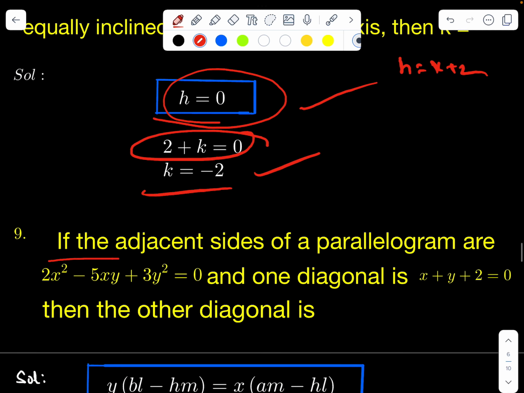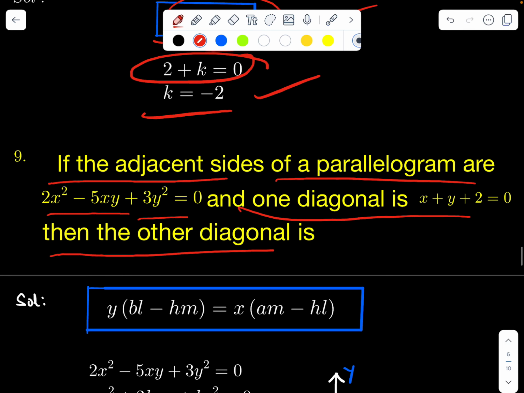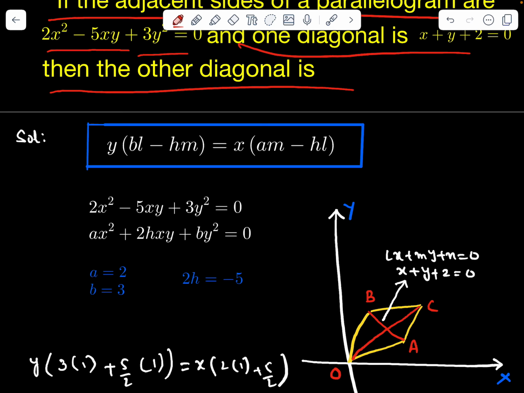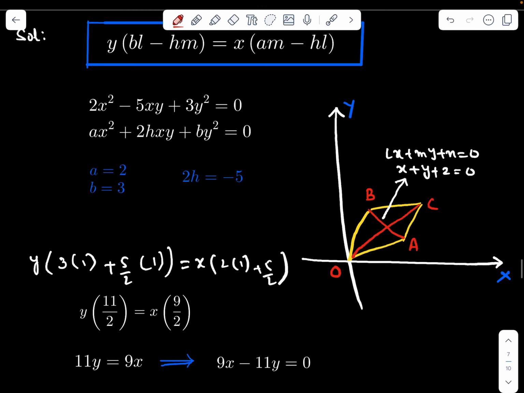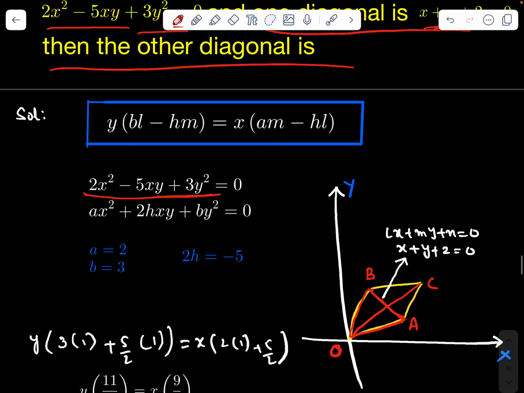Next sum. If the adjacent sides of a parallelogram are 2x square minus 5xy plus 3y square equal to 0 and one diagonal is x plus y plus 2 equal to 0, then the other diagonal is. Here you can observe this diagram. This equation represents a pair of lines passing through the origin, and one diagonal. The diagonal is not passing through the origin. The diagonal is also given here, x plus y plus 2.